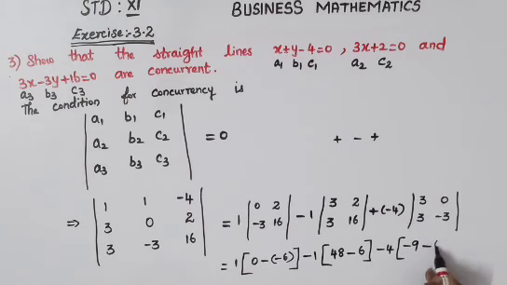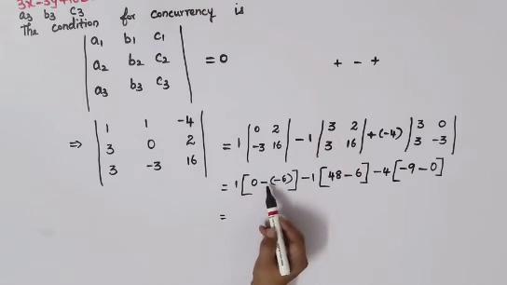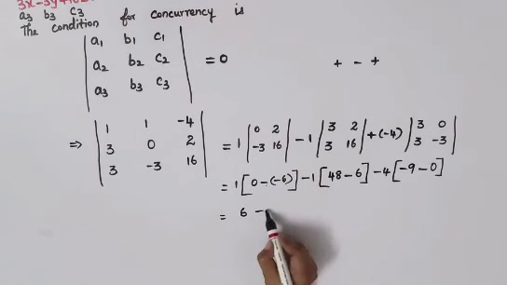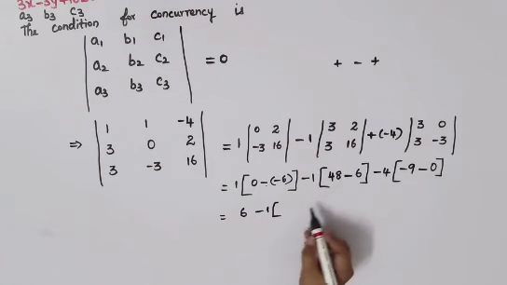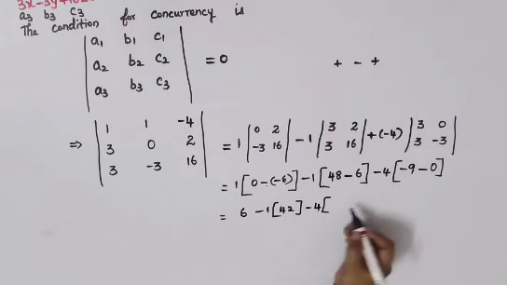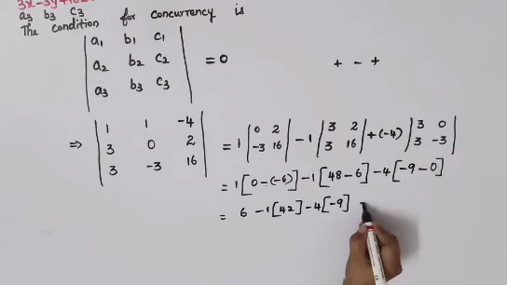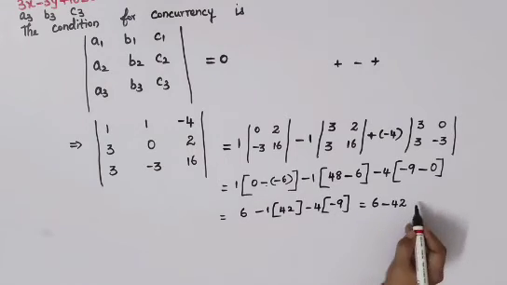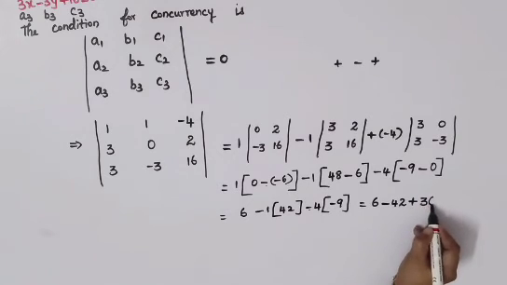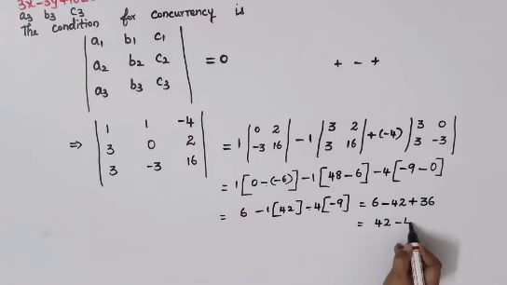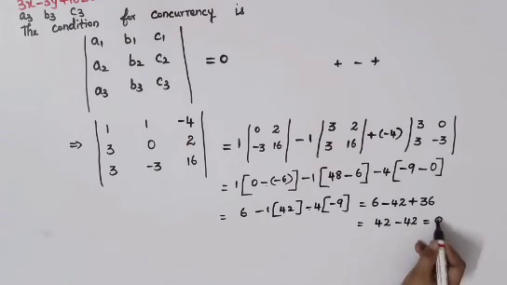Again minus 3 zeros are 0. Here minus into minus becomes plus 6, so 1 into 6 is 6 itself. Now minus 1 into 48 minus 6, you will get 42. Again minus 4 into this minus 9 minus 0, you will get minus 9. Which is equal to 6 minus 1 into 42, you will get 42 but with minus. Then minus and minus become plus: 4 nines are 36. Now adding 6 plus 36, you will get 42. Already we have minus 42, so 42 minus 42 is equal to 0.